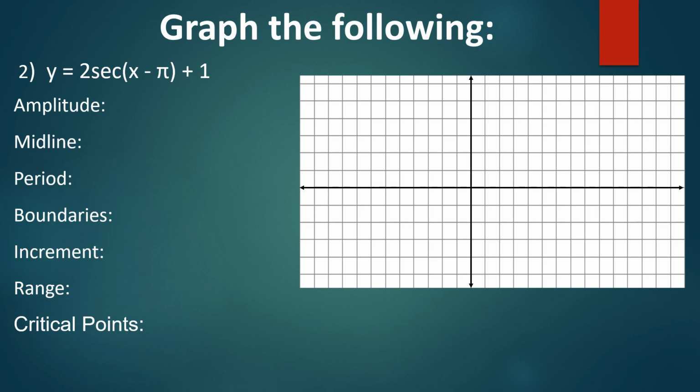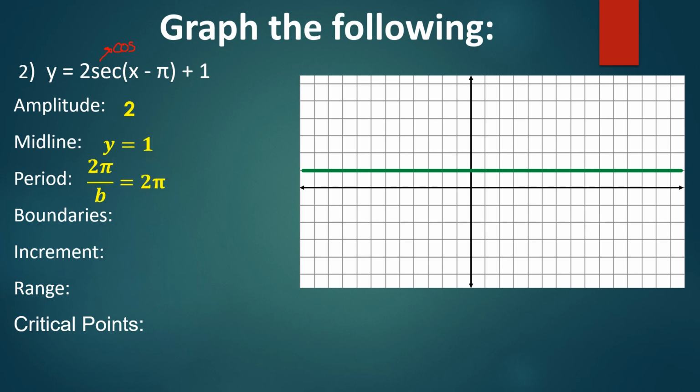Okay, our next one is y equals 2 secant of the quantity x minus pi plus 1. This time our function is secant, that is the reciprocal of cosine. So we are going to plot points for cosine and change it into our secant graph. Here we go. Amplitude 2. Midline is y equals 1. Sketch that line. The period is 2 pi over b, which is just 2 pi.